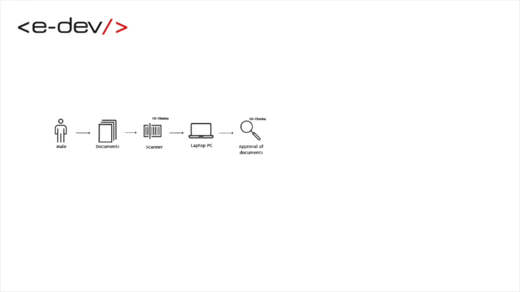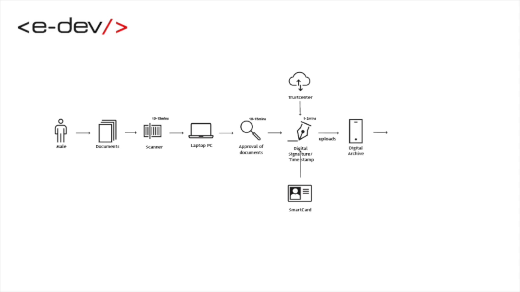Now, let's have a look at the usual way to set a timestamp. A user scans documents and looks at them on the laptop to confirm the correctness with a manual visual check. The next step is to timestamp the digital document. For this process, the user must authorize. As a result, the timestamp can first be set by a certified trust center. And finally, the document is, for example, stored in the digital archive.